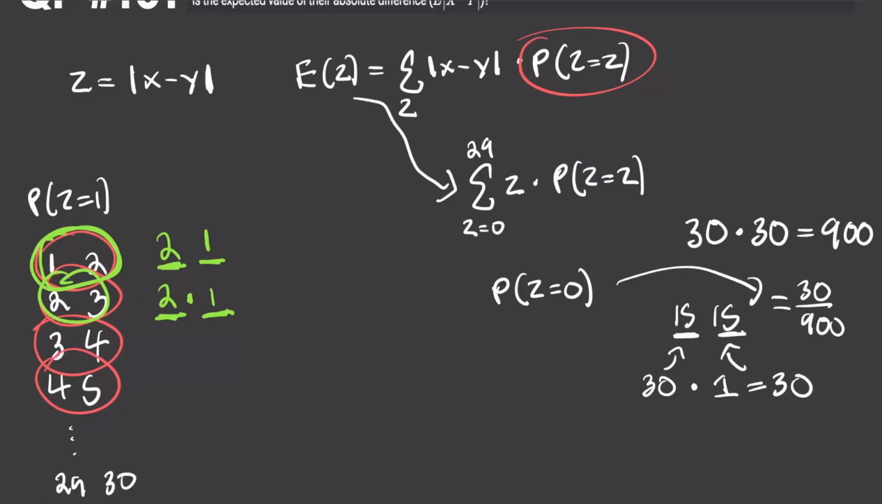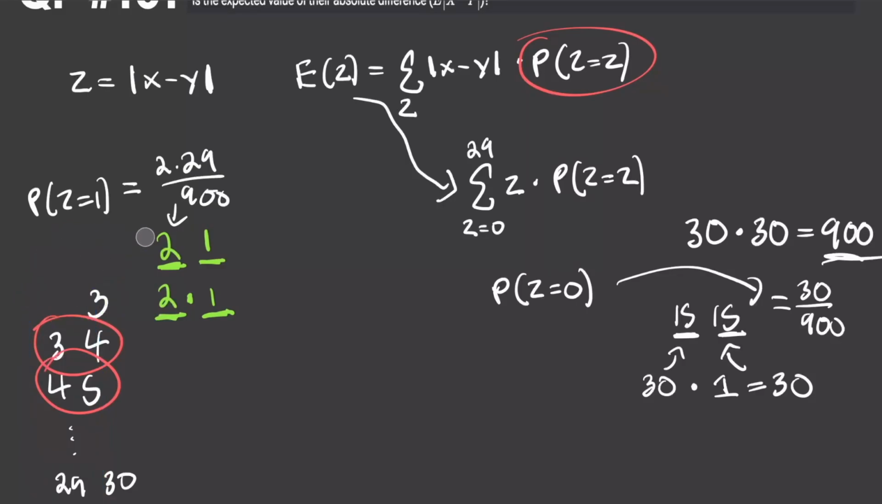Now I have 29 different total roll combinations with an absolute difference of 1, and for each of those, I'm going to have 2 ways to distribute it to my dice. So my probability of getting an absolute difference of 1 is going to be 2 times 29 and then divided by our total number of outcomes, 900.